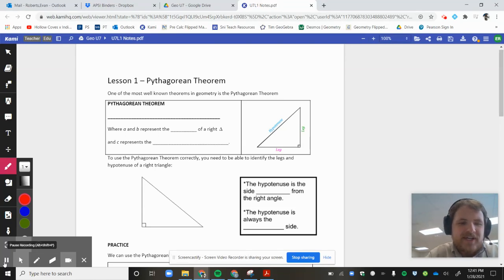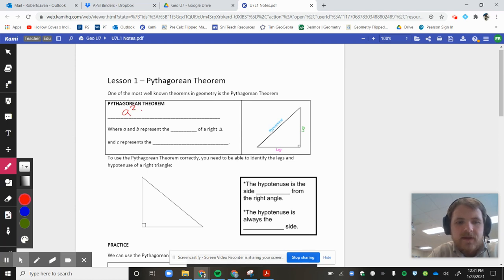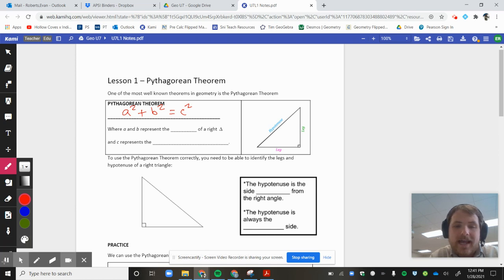Alrighty, so looking at our Pythagorean theorem, remember that this is the sum of the squares of both sides. So I have a leg and I've got to square it. Got another leg B, I've got to square it. I've got my hypotenuse C and I've got to square it, where A and B are those legs like I just said, and C is again that hypotenuse.